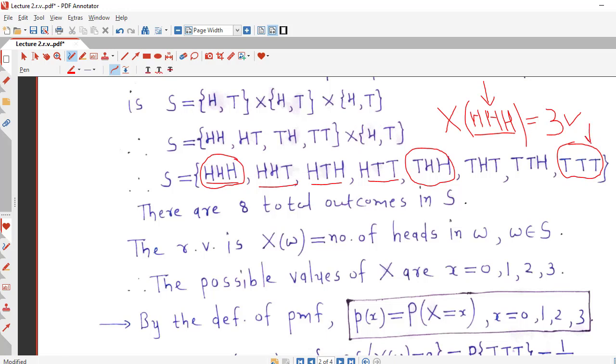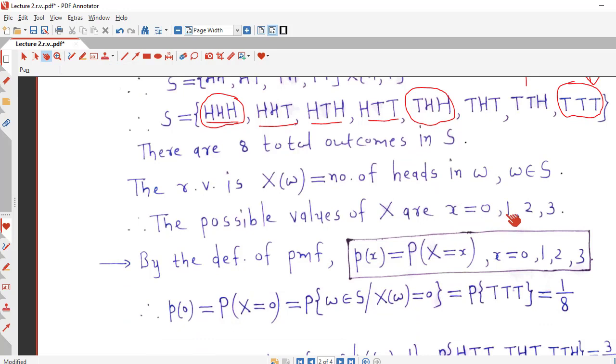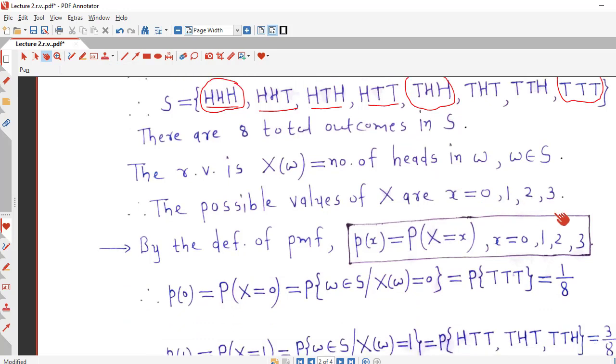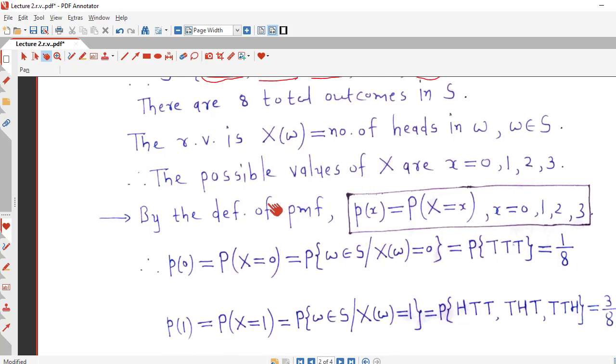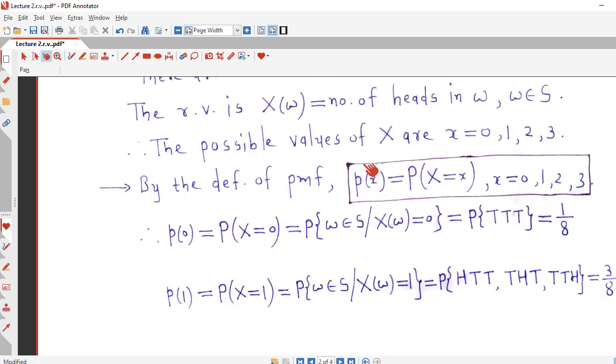If there is no head in any of these tosses, then we can say that the value of the random variable is 0. So the possible values of the random variable are 0, 1, 2 and 3. So we have to find out the probability mass function for each value of this random variable. By definition, the probability mass function is defined as P of x equal to the probability of the event capital X equal to small x, and here x runs from 0, 1 to 3.